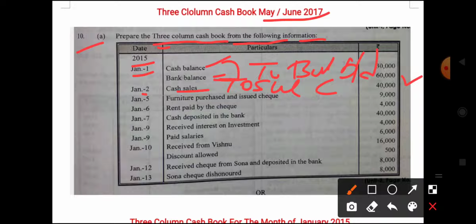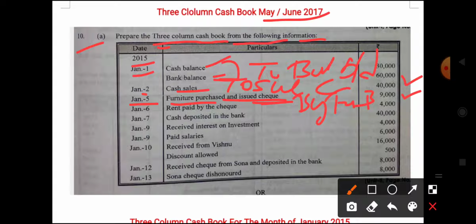Okay, 40,000. Next, furniture purchased on 5th January, furniture purchased by issue of check. Okay, you issued a check and purchased furniture. So you will write by furniture, but the amount in bank column you will write this 9,000.